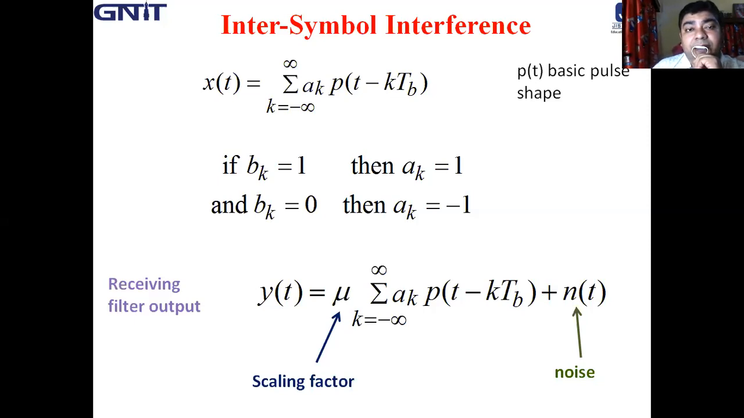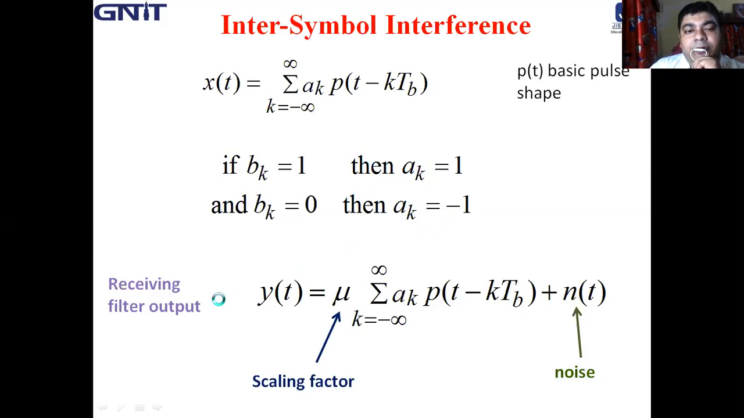Now, in this case, if bk is equal to 1, then ak is 1. We are considering that the data bk is in a unipolar format. If bk is equal to 1, then ak is 1, and if bk is 0, then we consider that ak is equal to minus 1. That means it is basically a polar signal.